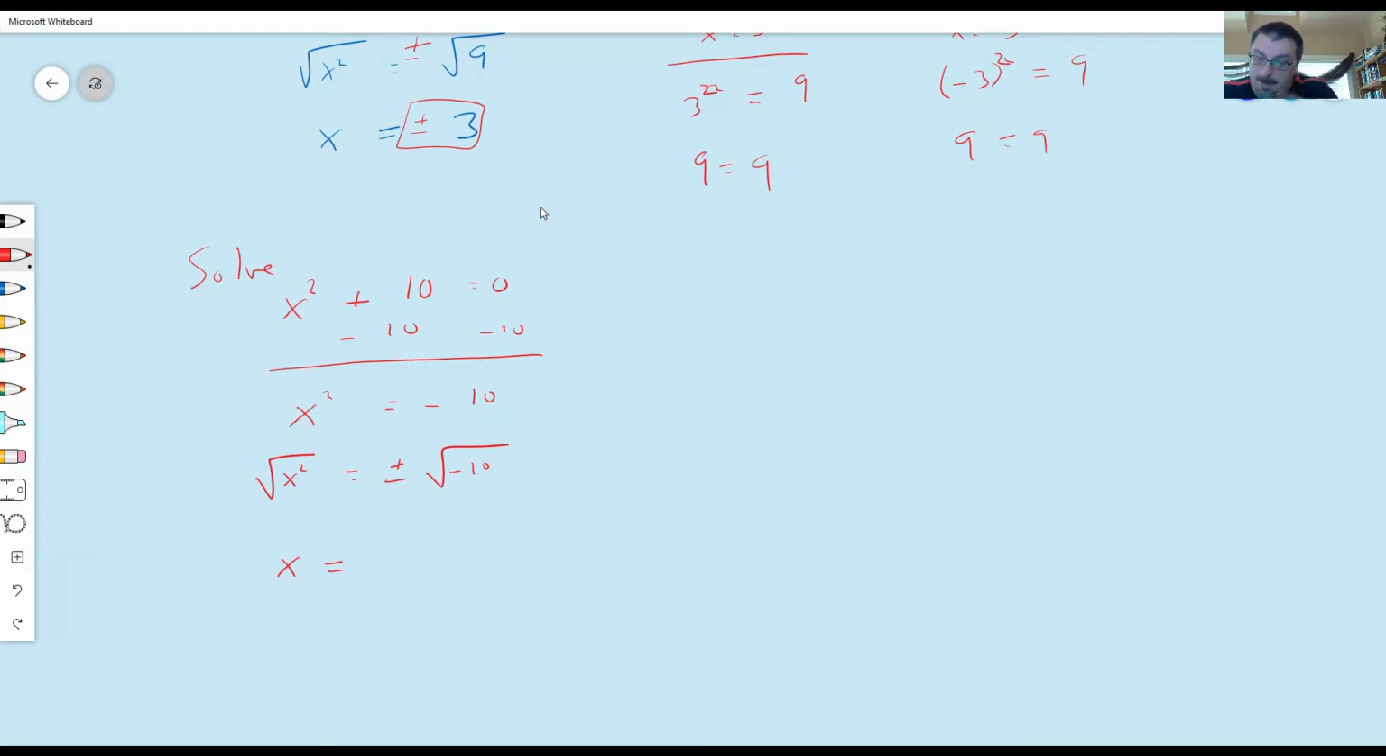The minus right here means we have the square root of minus 1, which is i. So it's going to come out front, plus or minus i. And the square root of 10, well, 10 is 2 times 5, and both 2 and 5 are prime numbers, so I can't do anything. So this is my answer: x equals plus or minus i square root of 10.